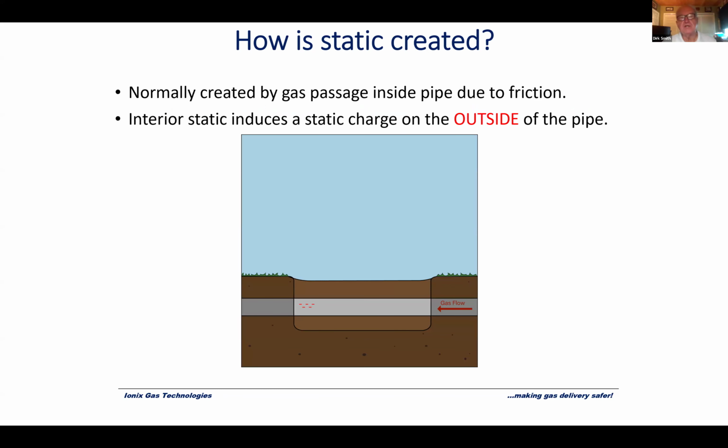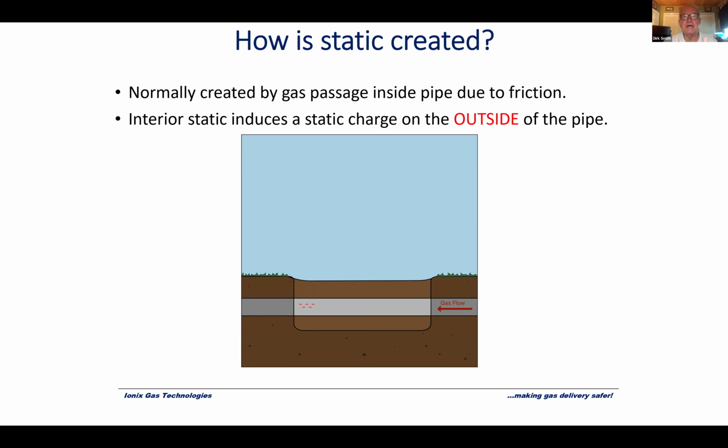So let's talk about this. How is static created? Well, what happens is your compressors, when you're forcing that gas through a pipe, the velocity of the gas going through the pipe, the friction inside the pipe, shears off electrons in the passage of gas inside that pipe. And so these electrons kind of become orphan electrons. They start to float around inside your pipe. And for some reason, we don't know why, they start to accumulate in certain areas and they build up.